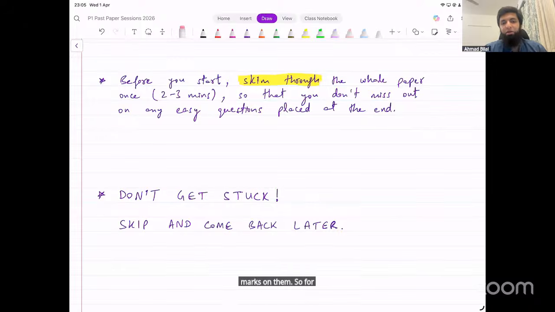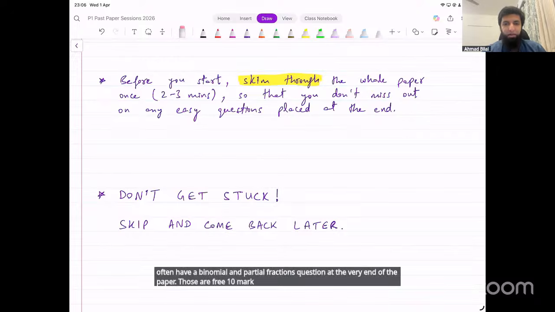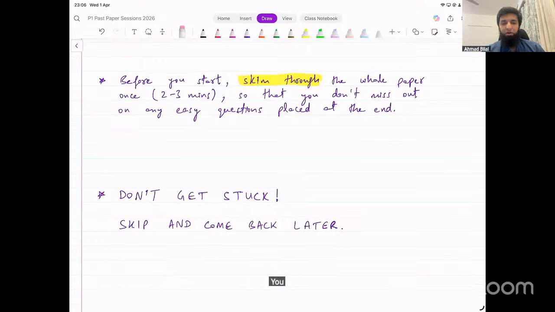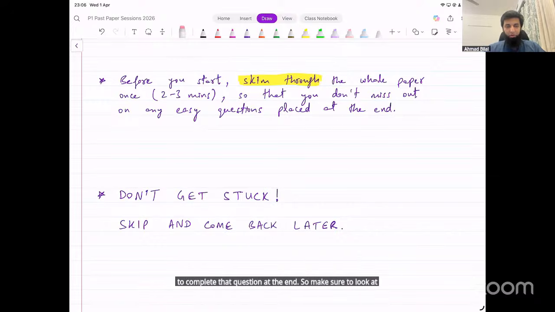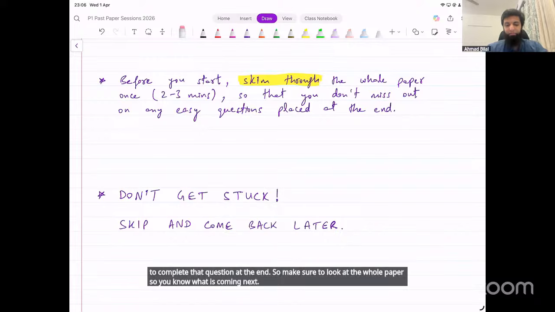So for paper three, for instance, you would often have a binomial and partial fractions question at the very end of the paper. Those are free 10 marks if you've practiced well, right? You cannot afford to end up not having enough time to complete that question at the end. So make sure to look at the whole paper so you know what is coming next.